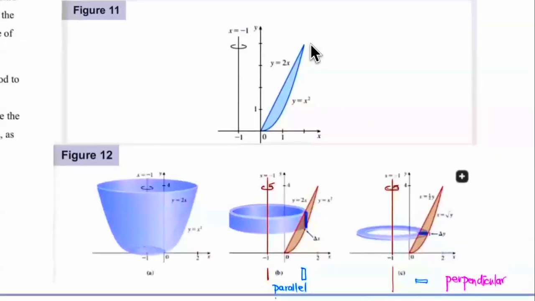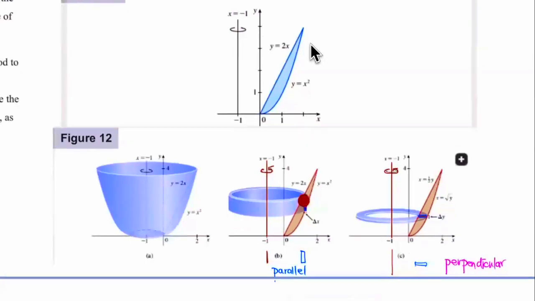So you draw a rectangle, or you can just draw a nice segment and imagine that as a very thin rectangle that is parallel to the axis that you rotate about. Imagine that this is going to rotate and you get a thin shell. Notice that it is parallel to the axis that you rotate about.